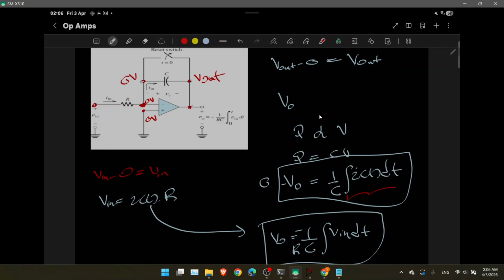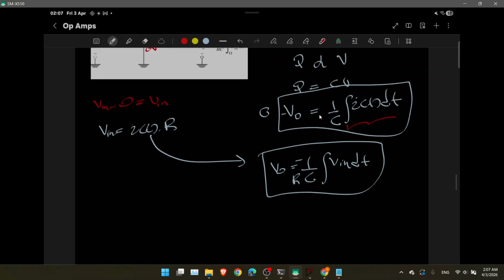The current is flowing this way. The current is here. Current is flowing this way. So it's 0 minus V out. So the voltage is inverting its sign. So that is about the equation that we got. So here the real magic happened. We have some kind of integration.